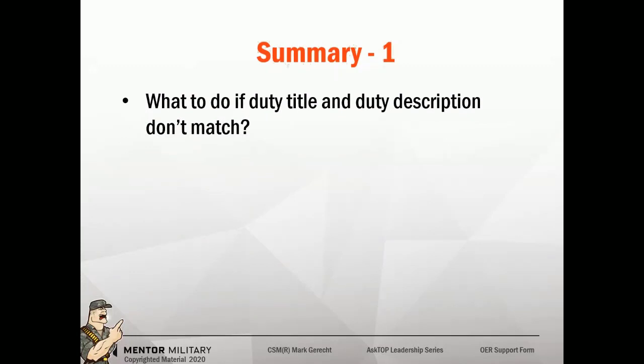All right, summary. What do you do if the duty title and duty description don't match? You're going to talk to your senior rater and your rater, and you're going to try and get that cleared up so that it is very specific so the board understands what you're doing.